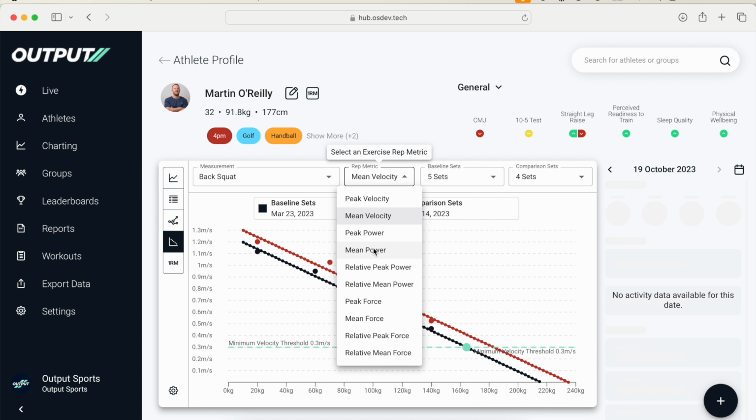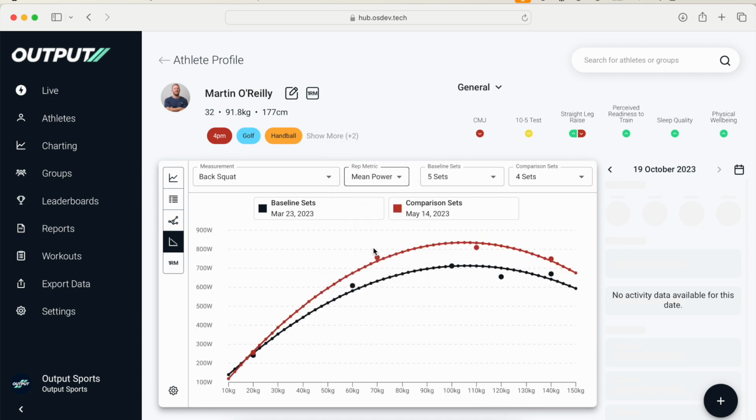We can also look at power, and mean power in particular, and we can see that this curve is going to point upwards, and in this case we want to see this curve go a little bit higher each time and more towards the right. And we can see exactly that happened here for Martin. So he's actually producing more power because you can see this curve is a lot higher than this one.